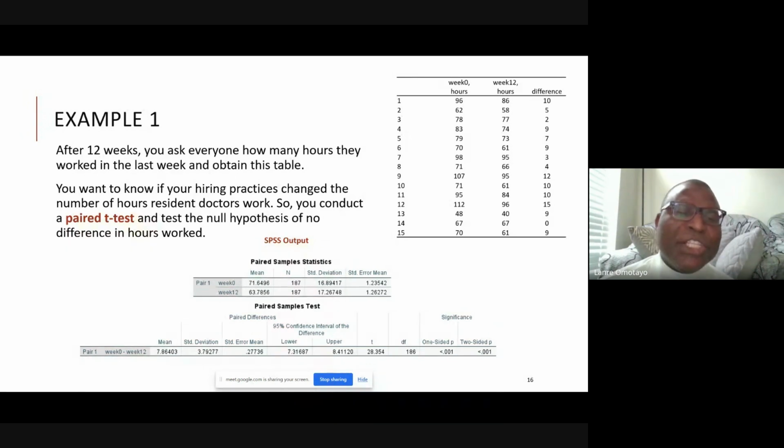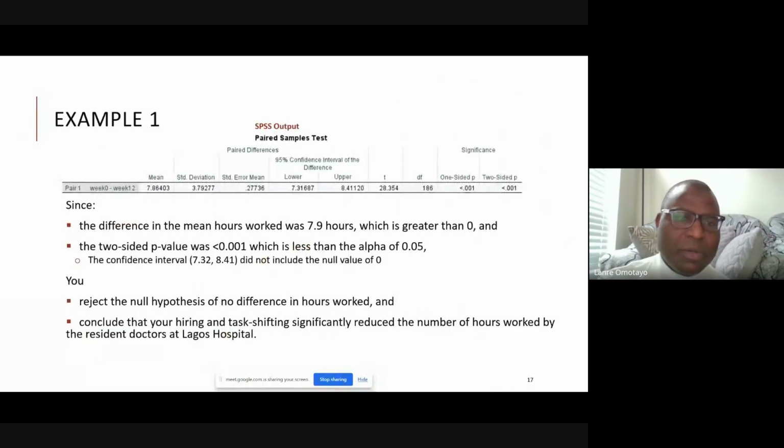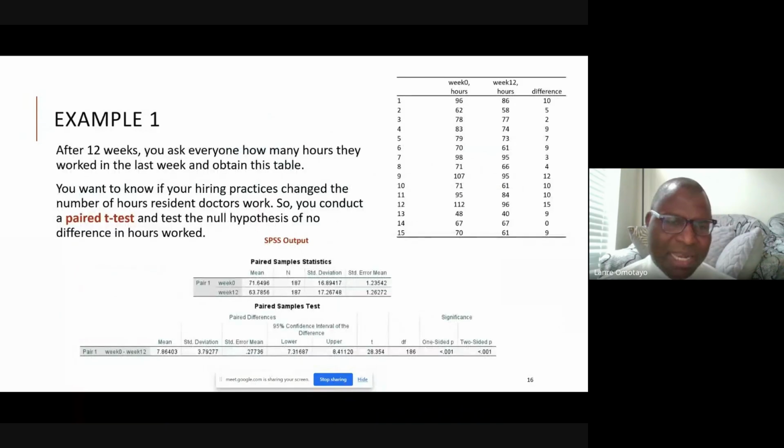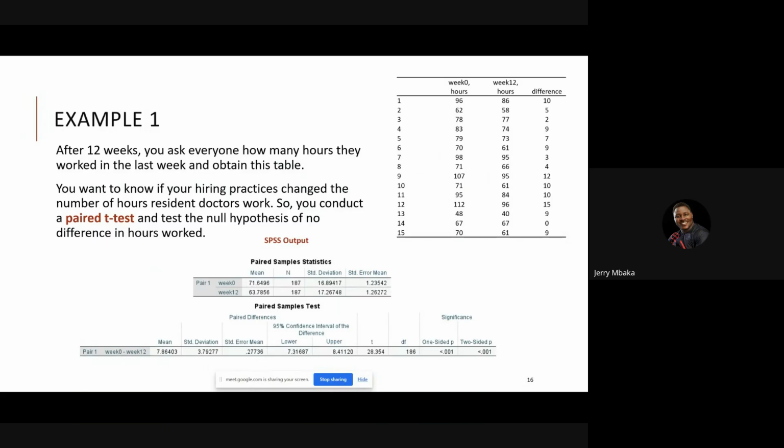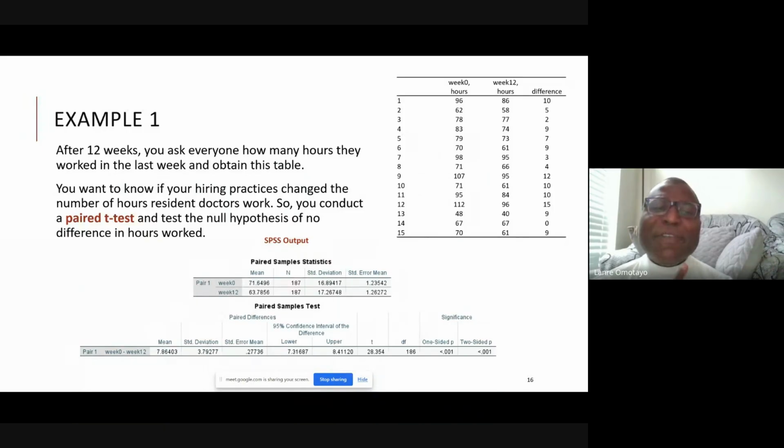Look at the first words here. Pair 1, week 0 minus week 12, right? Do you see that? Yes. Because that is very important information. If they were treating it as week 12 minus week 0, the meaning of the values you get here would be very different.